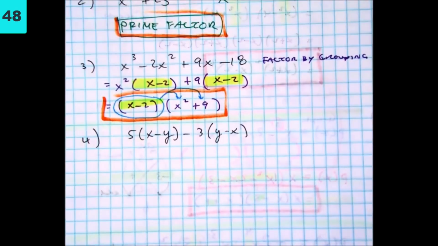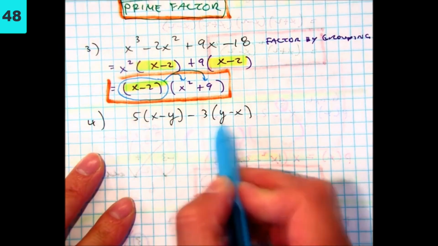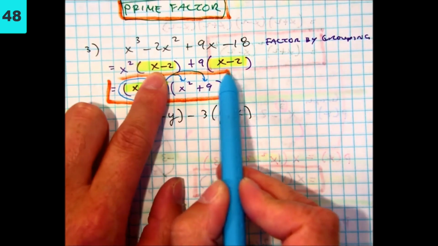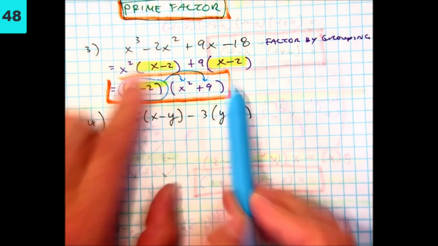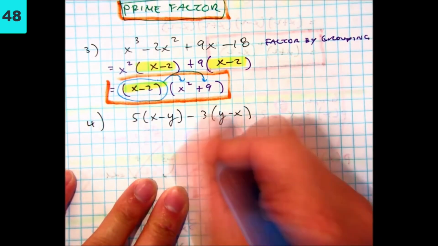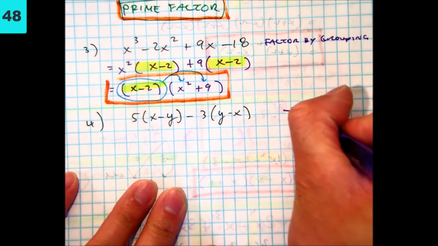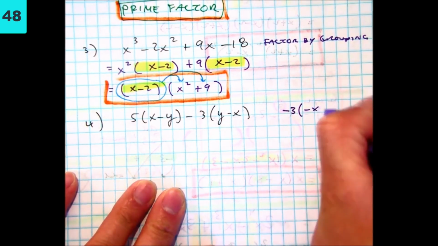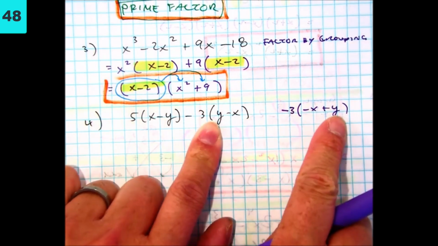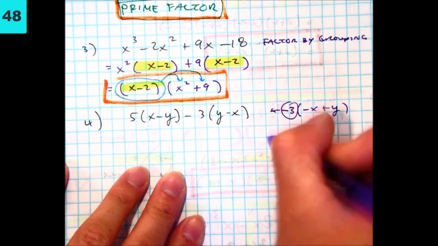All right, last example here. 5 times x minus y minus 3 times y minus x. In the previous problem, I recognized they both have an x minus 2 as my greatest common factor. Down here, they're not exactly the same. Let's just say you switch this. Let's just say you have something like negative 3 times negative x plus y. That's okay to do, right? Because the math operations are still the same. You see that? This negative 3 I'm going to pull out here.